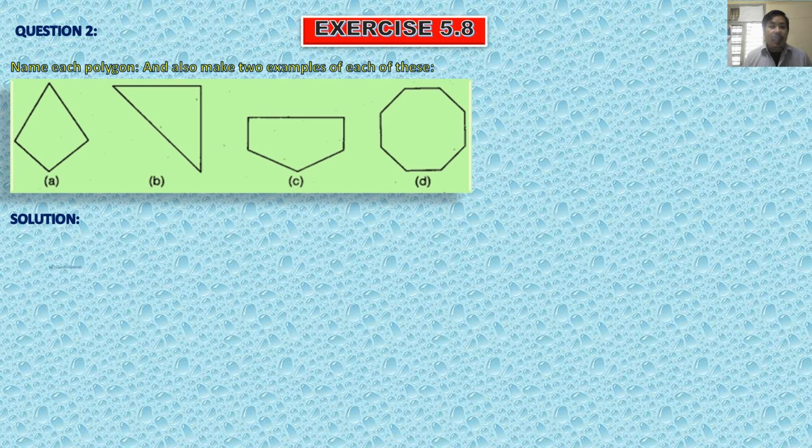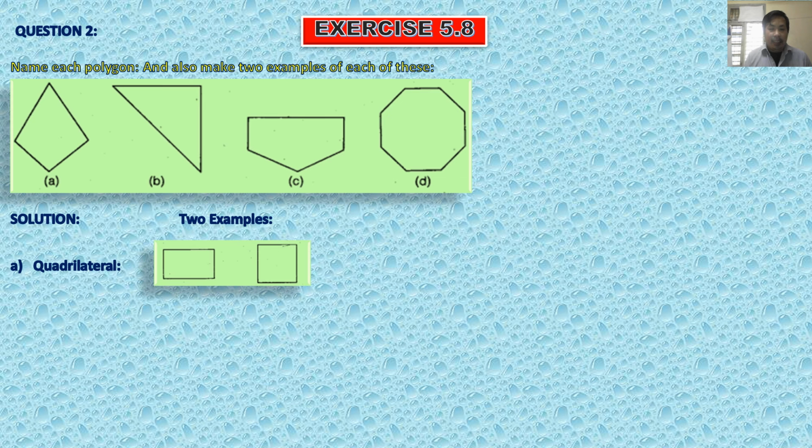In the solution, A is called a quadrilateral. Why? There are four sides, isn't it? All four-sided polygons are called quadrilaterals, and examples of this kind are square and rectangle, isn't it? Yes. And next we have a triangle. Three-sided polygons are called triangles, and two examples of this type are drawn the same way.